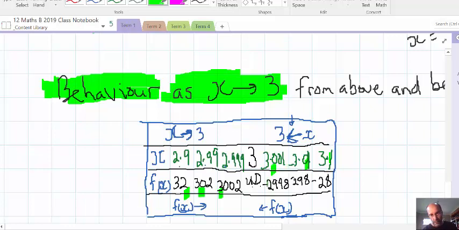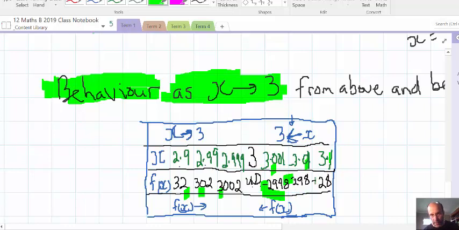The other end too, we see something different. 3.1, that says 3.01 and 3.001. See how that's approaching 3 from above. It's getting very close to 3 now. What happens there? We've got negative 28, negative 298, negative 2,998. So a drastic change in the values there, but they're heading to large negative values.